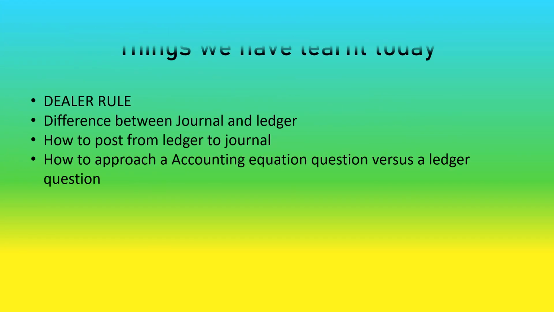So just to recap the things we've learned today, we've learned the dealer rule, which means after today you should not be confused when to debit and when to credit. You've learned the difference between a journal and a ledger, how to post from journals and ledgers, and how to think when you have an accounting equation question versus a ledger question.